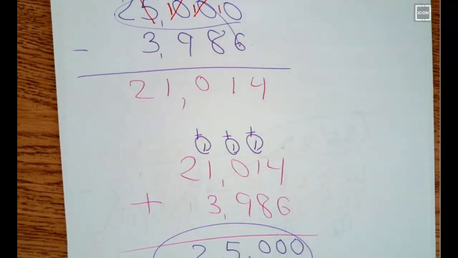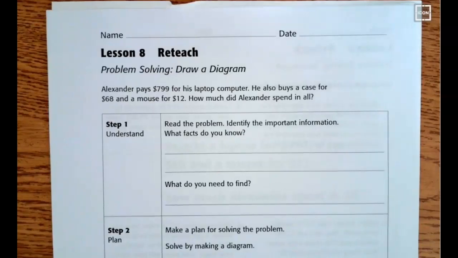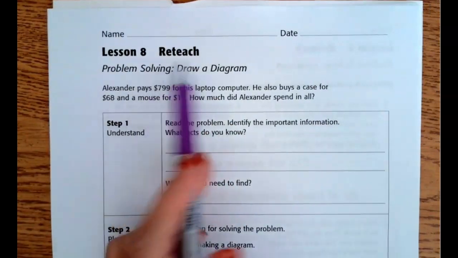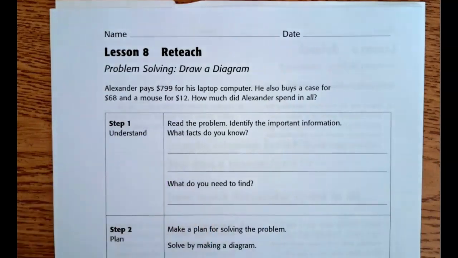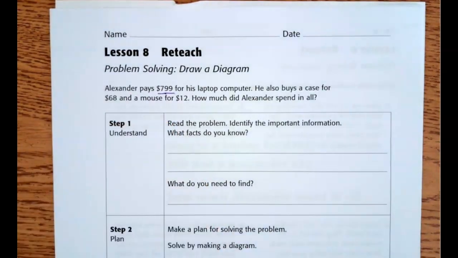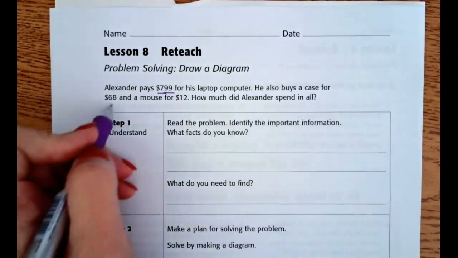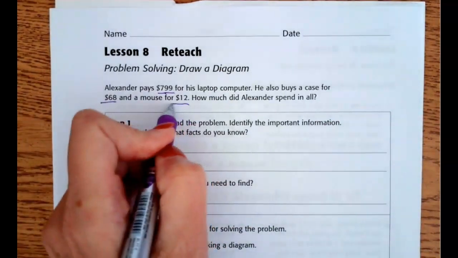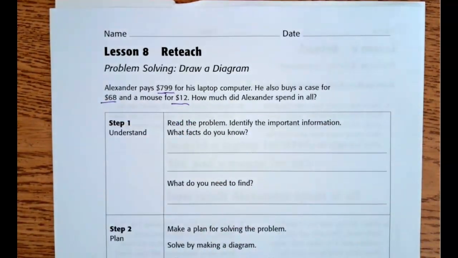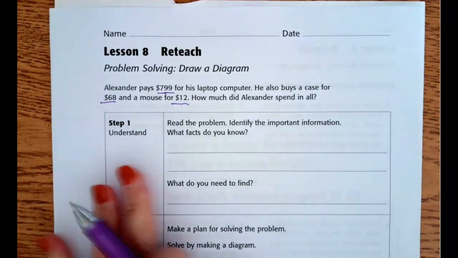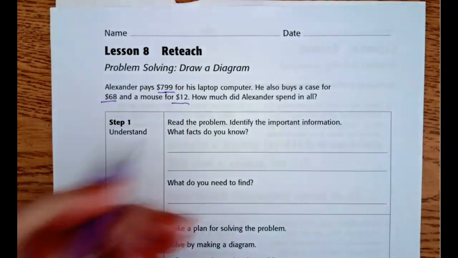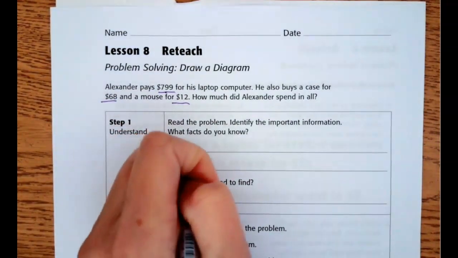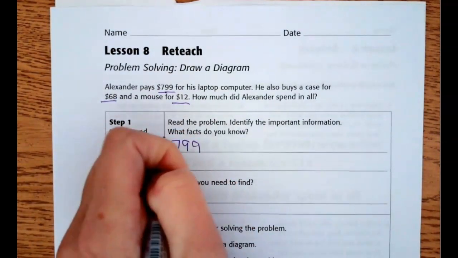All right. Okay, so lesson 8 was problem solving by drawing a diagram. So Alexander pays $799 for his laptop. He also buys a case for $68 and a mouse for $12. How much did he spend in all? All right, so we need to understand. We need to read the problem and identify the important information. What facts do we know? Well, we know he spent $799 for a laptop.